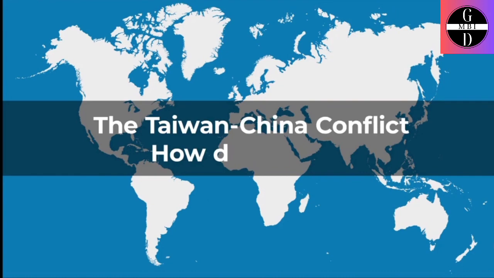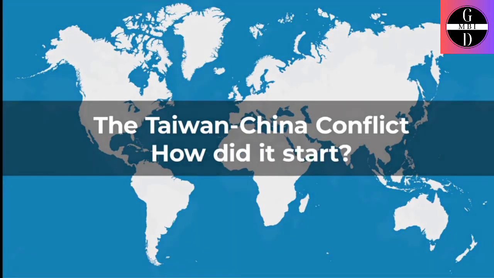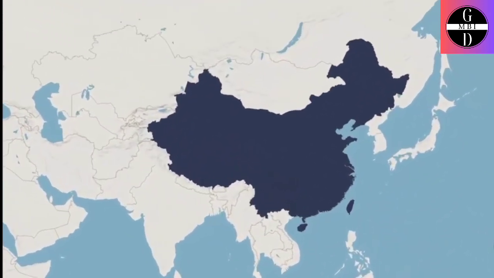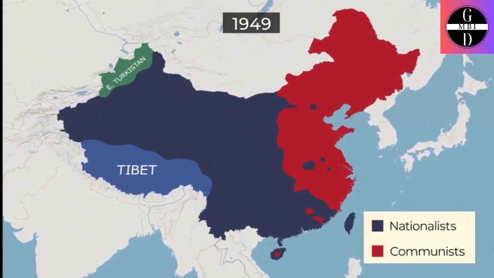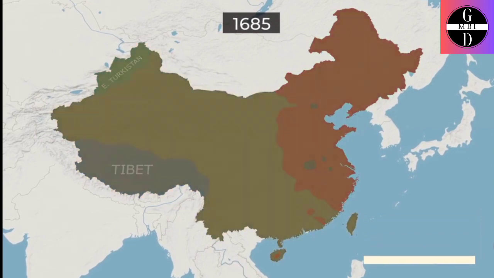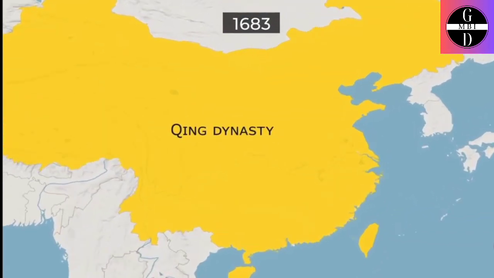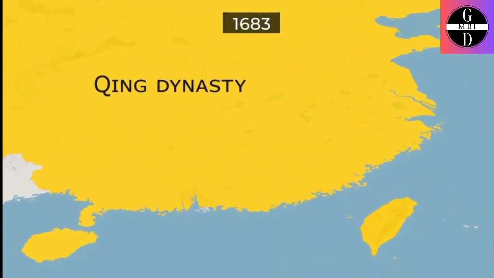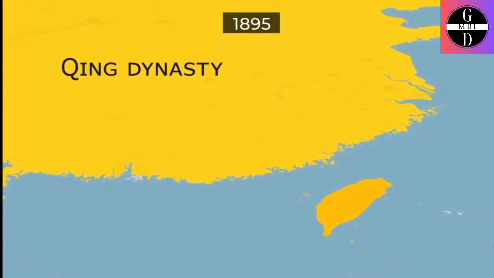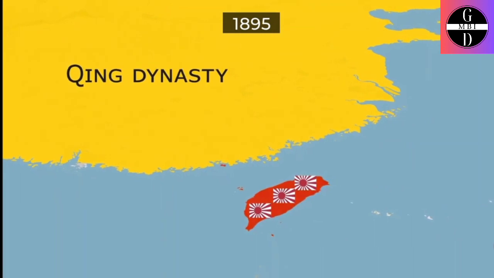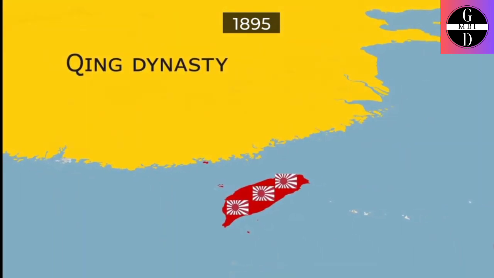The Taiwan-China conflict. How did it start? The division between Taiwan and mainland China dates back to the Chinese Civil War in 1949. Back in 1683, the island of Taiwan was ruled by the Qing dynasty of China, the last imperial dynasty of China, until the Treaty of Shimonoseki, which ceded Taiwan to the Empire of Japan.